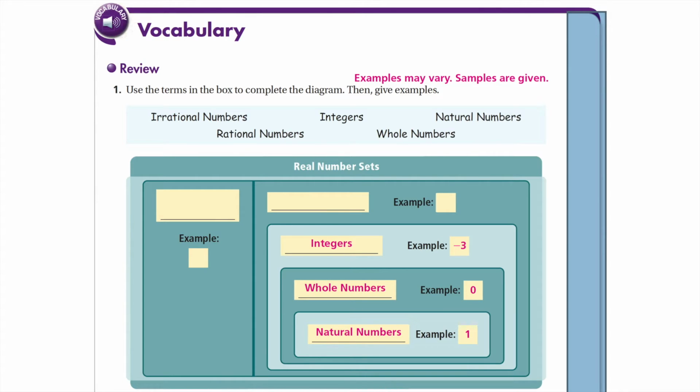Integers will then become rational numbers. If it has a repeating decimal or can be written as a fraction, it's going to be falling into the rational numbers. Therefore, my example will be 3/4. As a fraction, as a rational number.